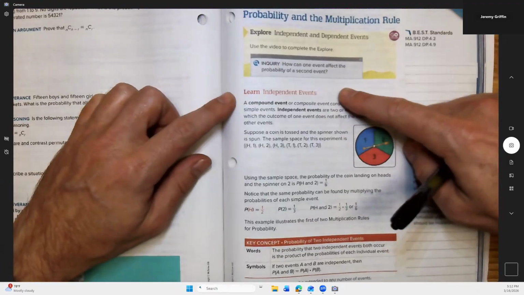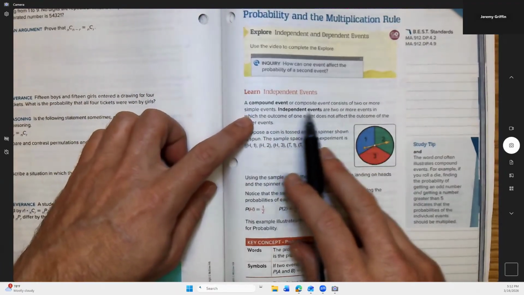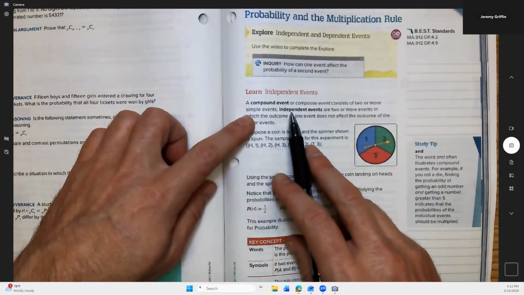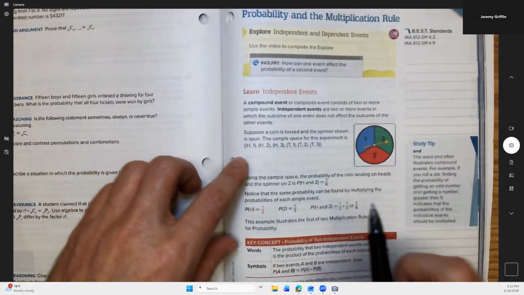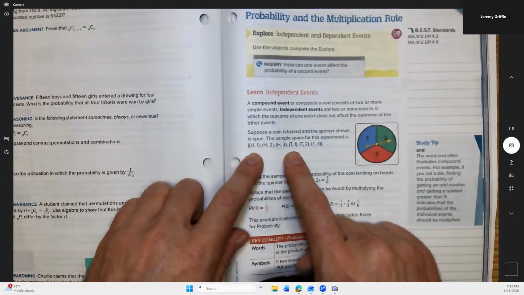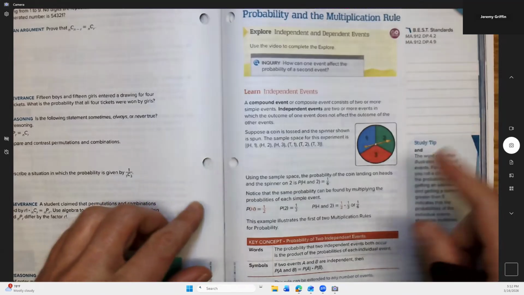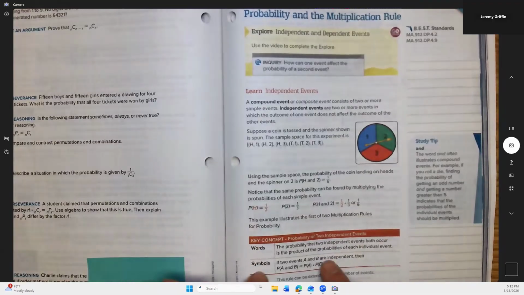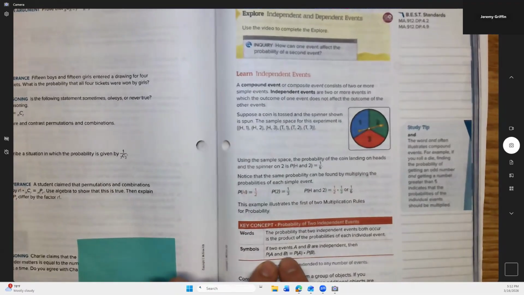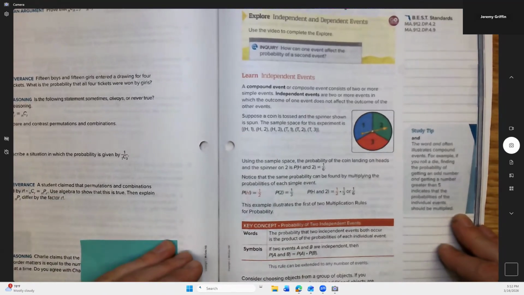All right, so they talk about independent events. A compound event is a composite event of two simple events. If they are independent, that means that the outcome of one does not affect the other. For example, tossing two different coins or spinning a spinner over and over, and one spin has no bearing on the next spin. You can very simply multiply them together. And so here you go. If it's independent, probability of A and B is very simply probability of A times probability of B. One doesn't care about the other.